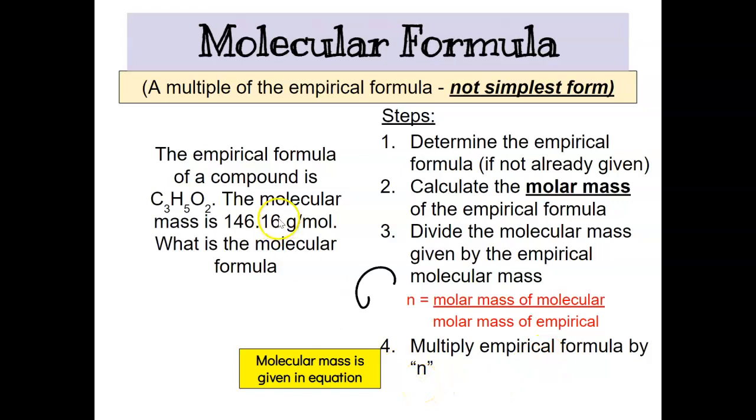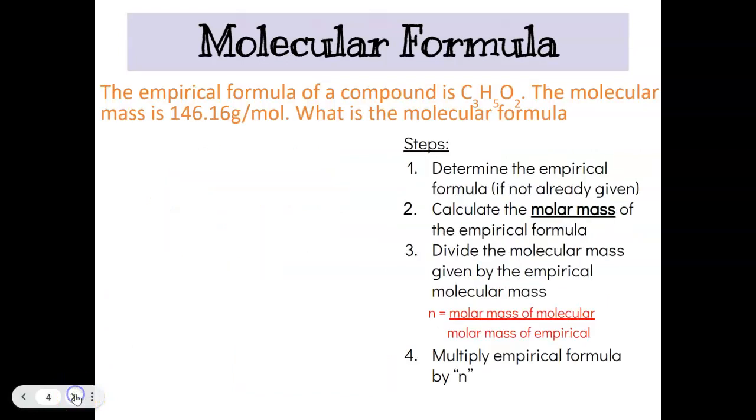So for example, in this problem, it says the empirical formula is C3H5O2, molecular mass is 146.16. This is going to be the number on top. We'll have to calculate the molar mass of the empirical formula, and then we'll divide 146.16 by the molar mass of our compound. So let's take a look and see what that looks like.